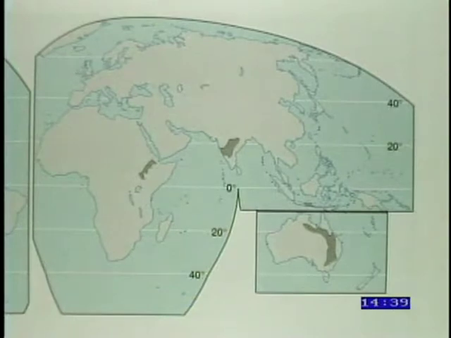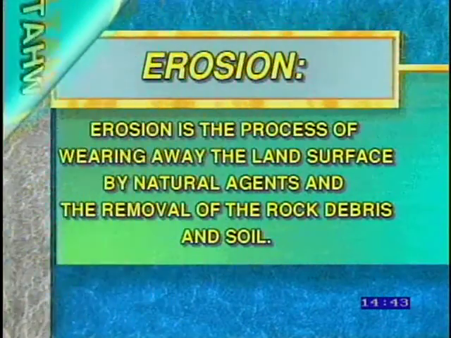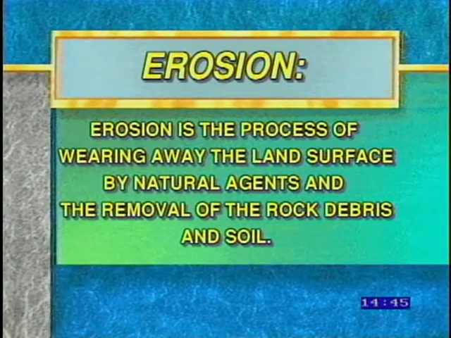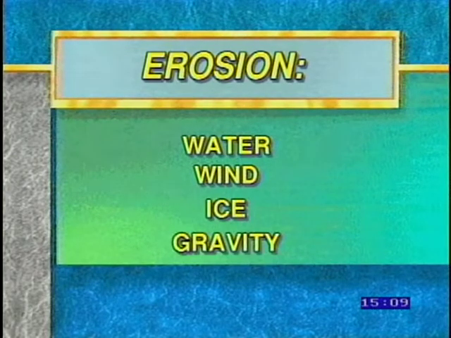What is erosion? Erosion is the process of wearing away the land surface by natural agents and the removal of the rock debris and soil. There are four major agents or causes of erosion. They are primarily water and wind, but also ice and gravity.